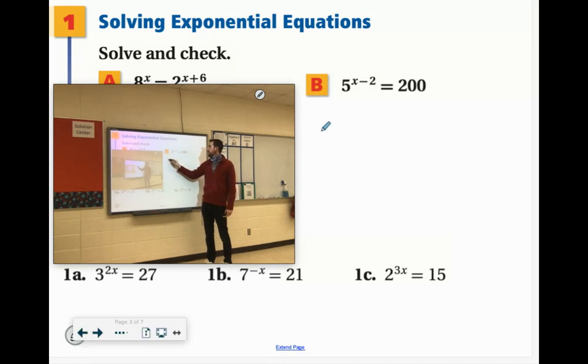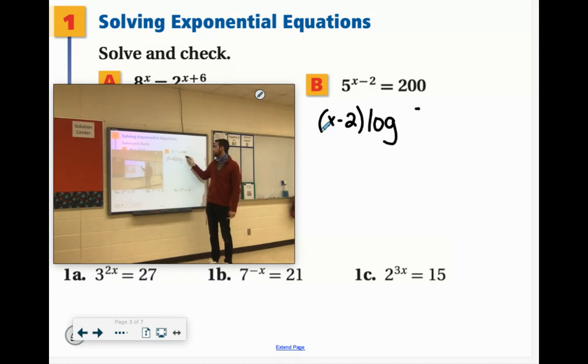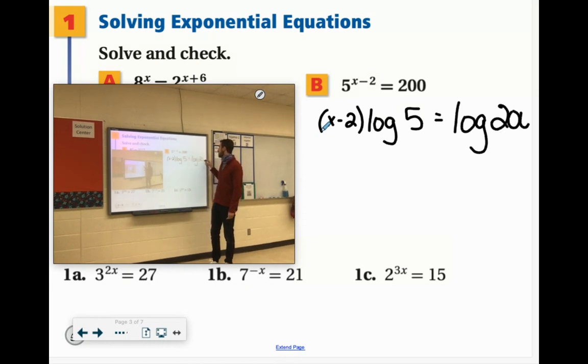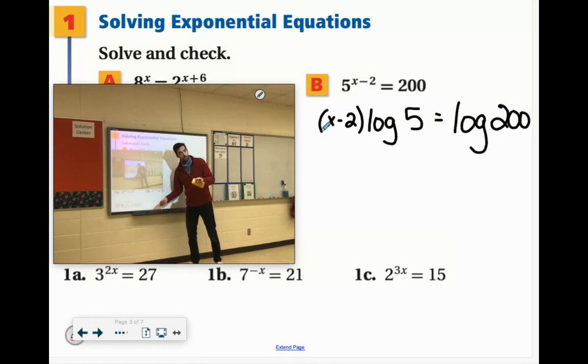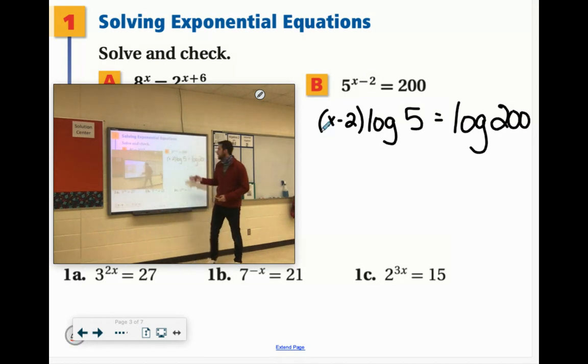So we'll say x minus 2 out in front, and then we'll say log 5 equals log 200. So we just logged both sides. And then that exponent, the x minus 2, remember exponents we can kick to the front. Crazy, right? So we logged them both, which is good because they didn't have a common base. Now these are being multiplied, the x minus 2 and the log 5. So we just want to keep the x minus 2, so let's divide both sides by log 5.